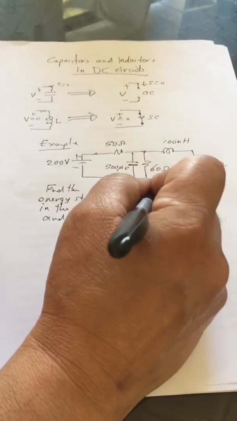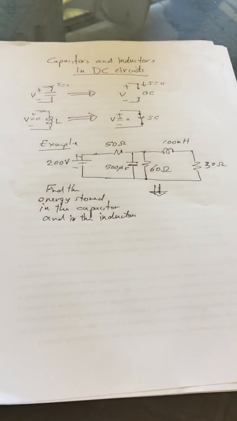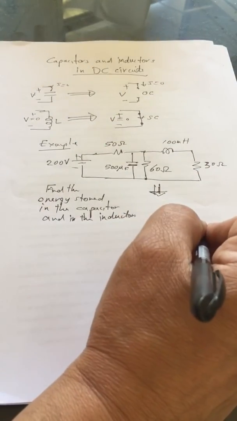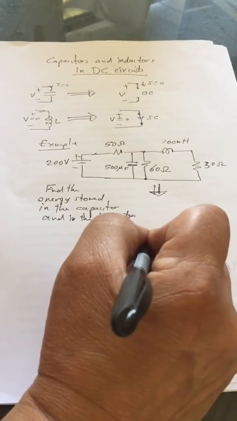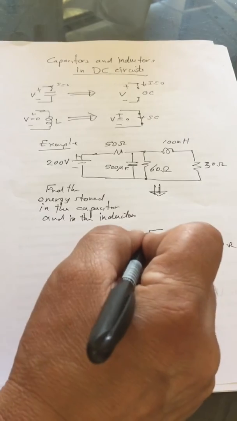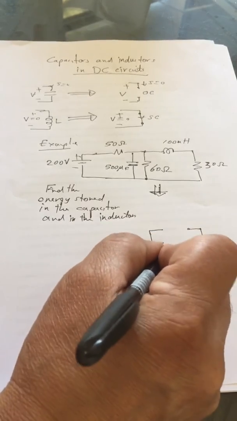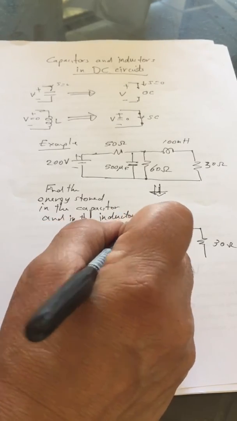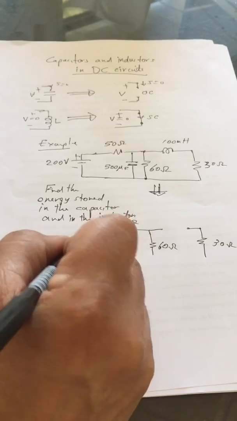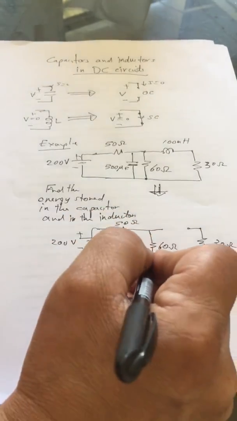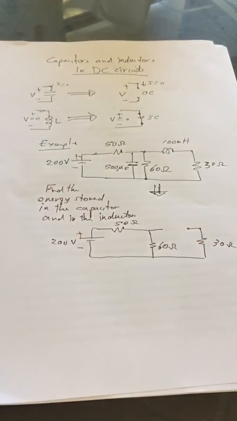Fine. So first what we do, we redraw the circuit, but we remove the inductor and we remove the capacitor. Removing the inductor, we make a short circuit. So what we will do, we keep the resistance 30 ohms. We keep the other resistance 60 ohms. We keep this resistance 50 ohms, and we have here 200 volts. So we have it this way.